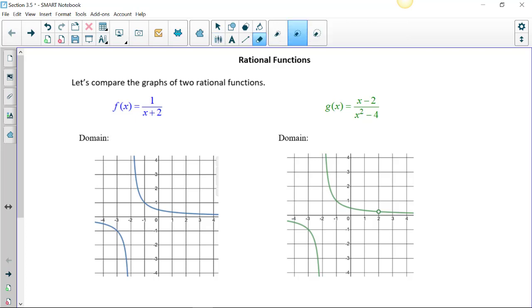We've previously talked about continuity, and we said a function is continuous if you can trace its graph without lifting your finger or pencil. I cannot do that on either of these graphs. There is a break in the graph.